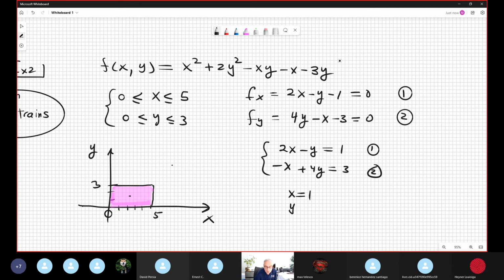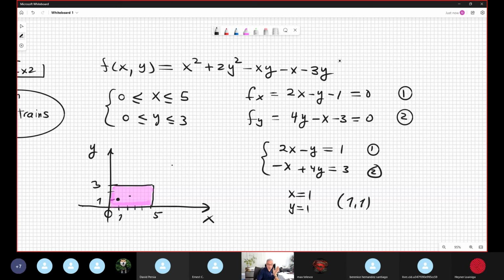The solution of the system is x equals 1 and y equals 1. Wow, 1, 1, and 1, 1 is the point (1, 1), and (1, 1) lies here. Intentionally, I created this example so that this critical value belongs to the restriction. Therefore, I need to consider it inside the list.